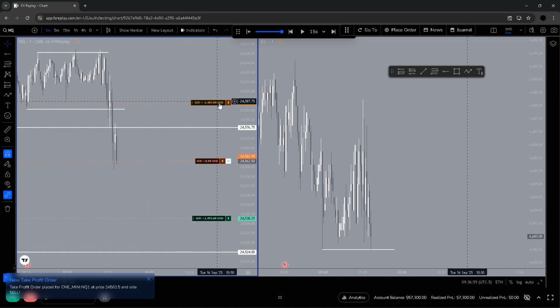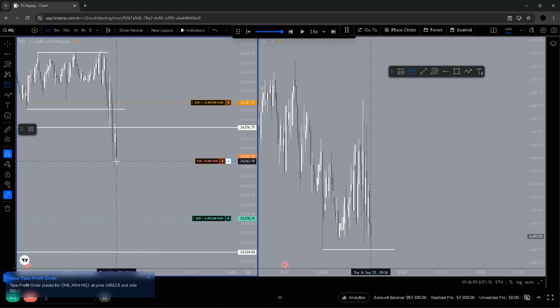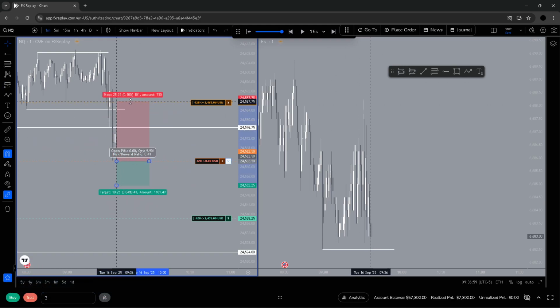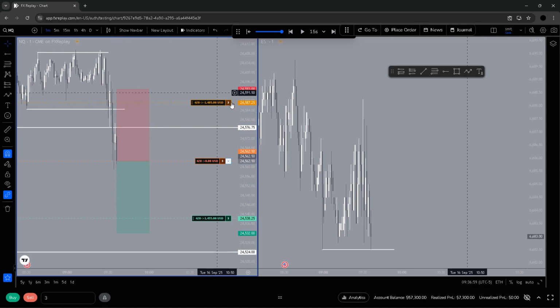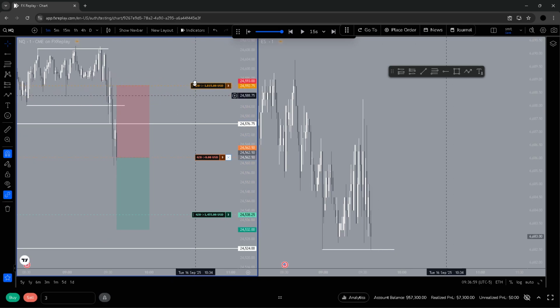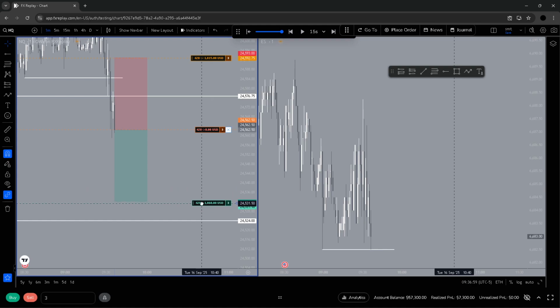Don't forget, I'm in 3 minis, guys. That's why the risk's really high. The points aren't actually that high. 25 points. To be honest, I'd probably just go 30-30 here and have a safer stop loss. Don't worry about the numbers, obviously. I wouldn't be risking 2k on this trade. So let's see.